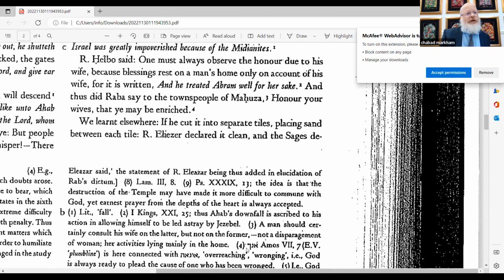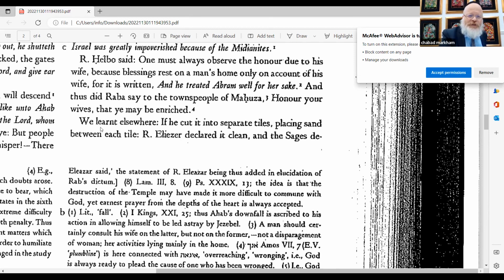If you look on the right-hand column on the bottom over here, you see, we learned elsewhere, I'm just reading the translation. If he cut it into separate tiles, placing sand between each tile, that's why they're the ones that do the translation. They do a much better job than I did. Rabbi Eliezer declared it clean. You see it? Okay, here we go.